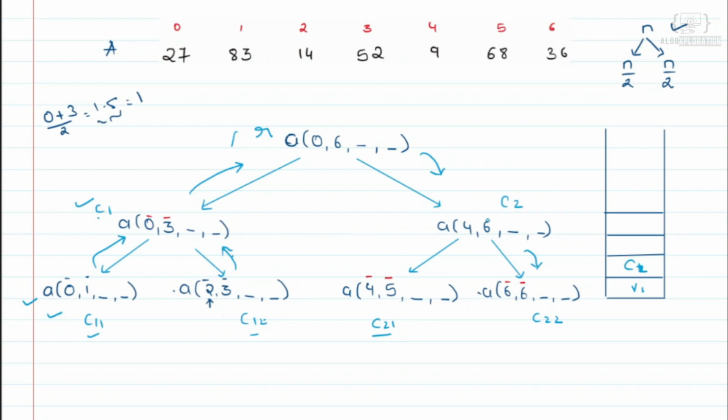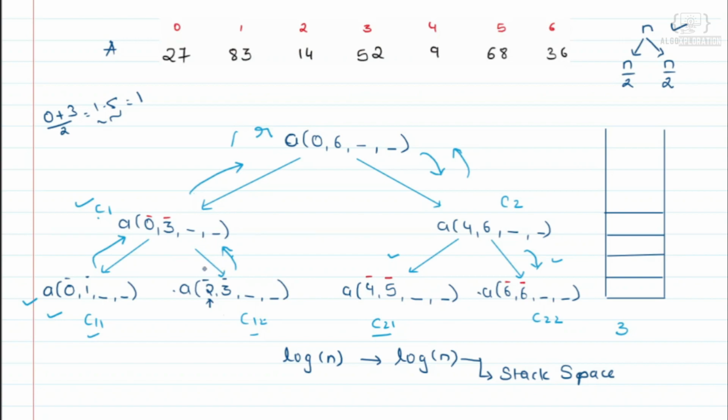Now C2 has both the value from C21 and C22, so it will return its value to root and it will get popped. And finally root also will get popped. So in this way calling happens recursively inside the stack.